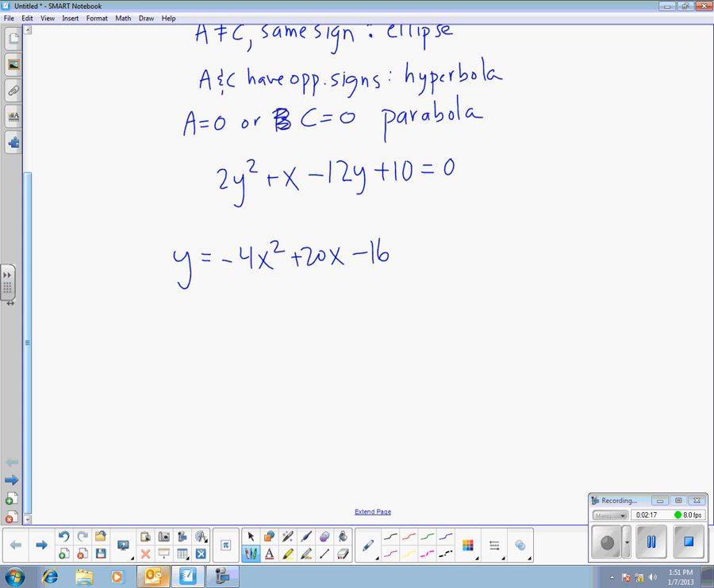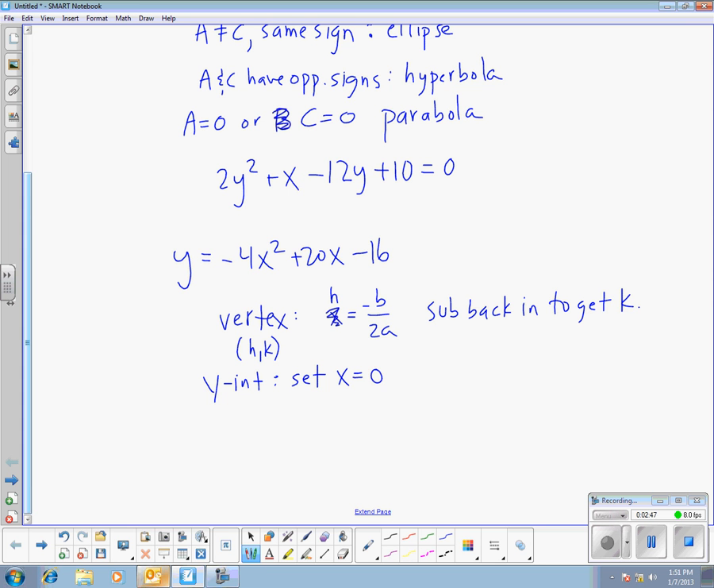We found the vertex, which the x-coordinate of the vertex would be negative b over 2a. Technically, we call that h if the vertex is (h, k). And then you sub back in that value to get your k. So that's how we found the vertex. We found y-intercepts by setting x equals 0 and solving. So this one will have a y-intercept of negative 16.